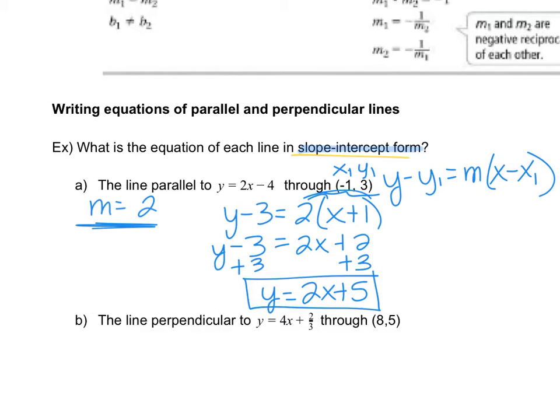Some things to double check. Does it have the same slope? Well, the slope's 2 here and slope's 2 here, so that's a good sign.